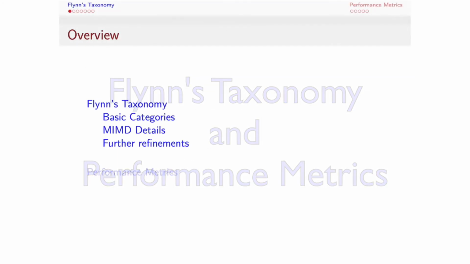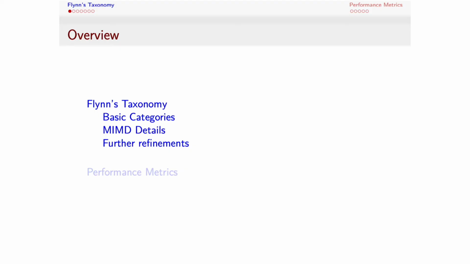In this talk, we're going to talk about two basic ideas. One is called Flynn's Taxonomy, which is a way of categorizing different parallel architectures. And then we'll also take a look at some basic performance metrics for measuring how efficiently parallel computers are operating.